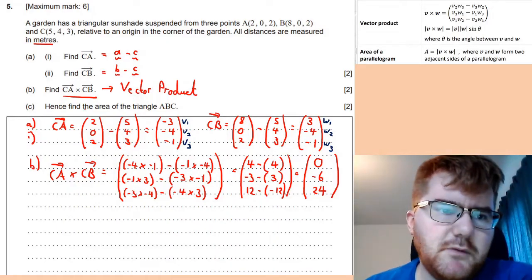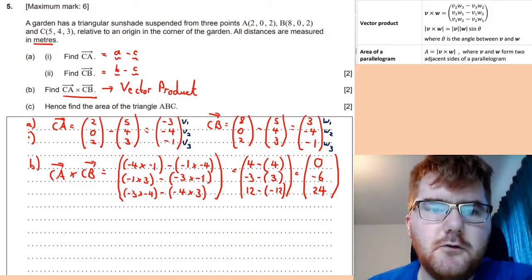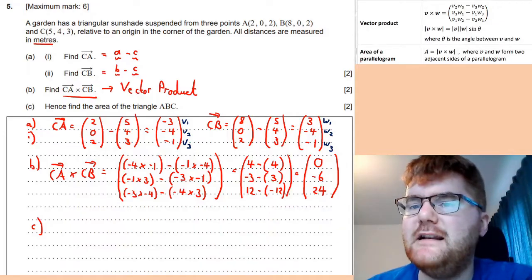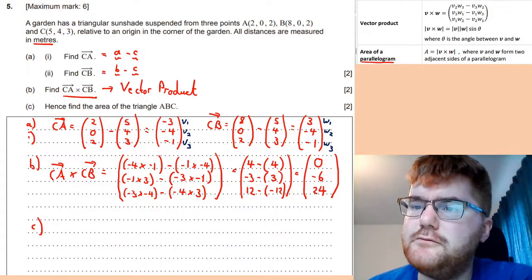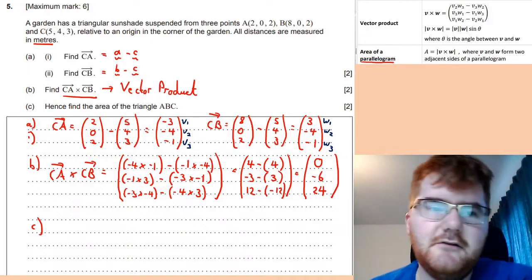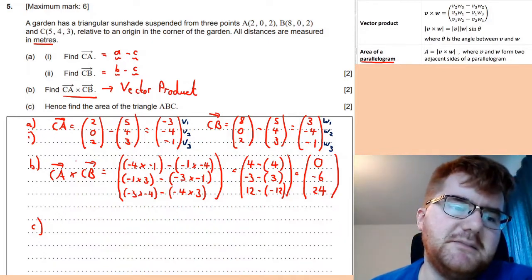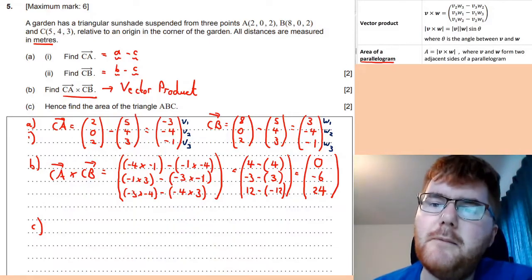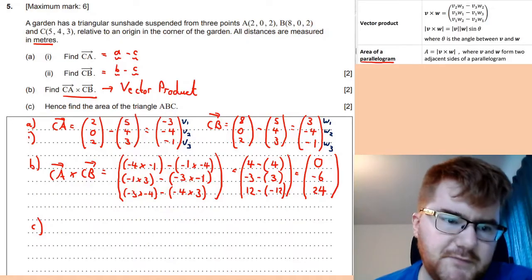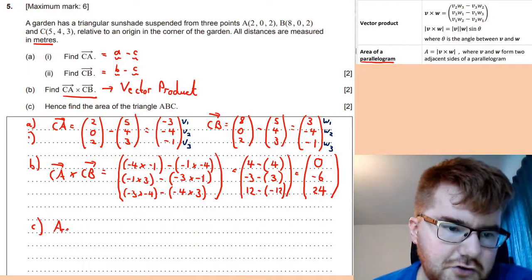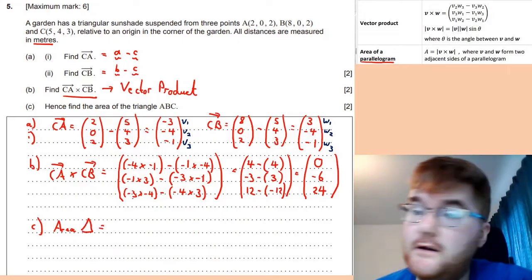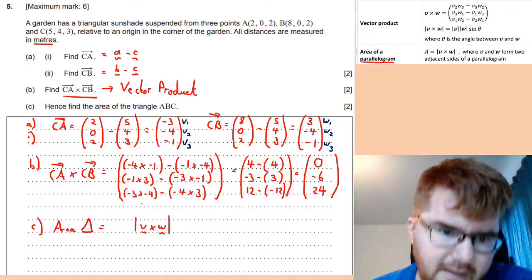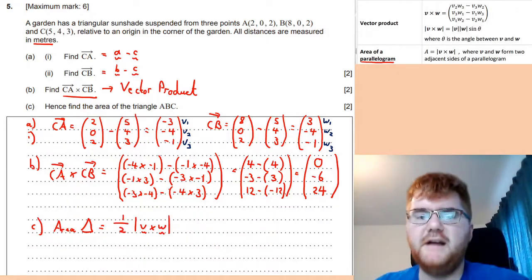Now using this, we want to find the area of the triangle ABC. Notice we've got the formula over here for the area of a parallelogram, which is the cross product of two adjacent sides of the parallelogram. You can draw a diagram to show you this, but you'll notice CA and CB fit that description. However, we do not want to work out a parallelogram, we want to work out a triangle. So to work out the area of the triangle, we use the same formula, the magnitude of V cross W, but then we divide that by 2.